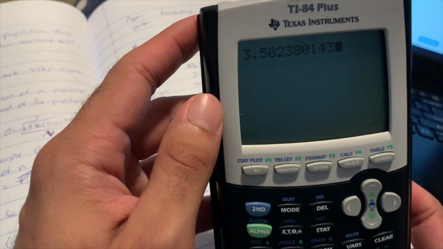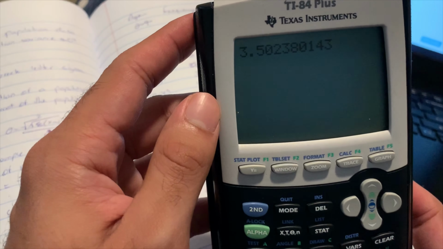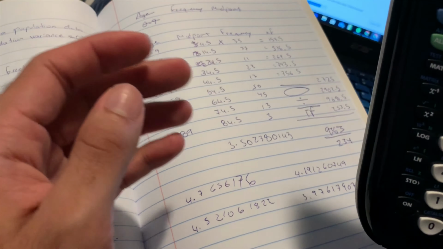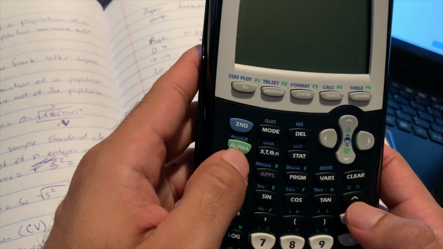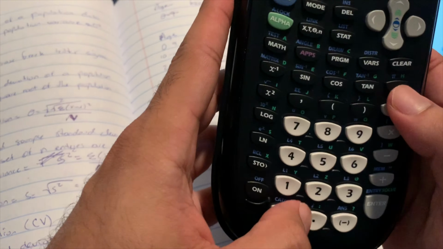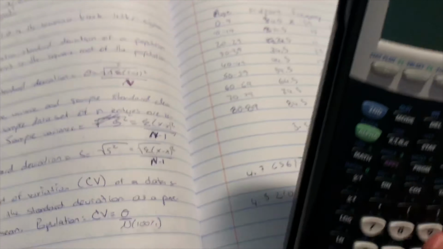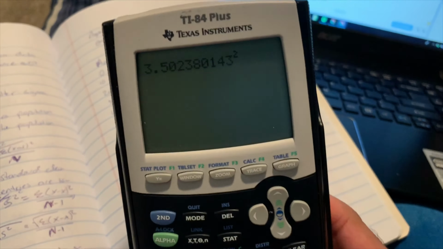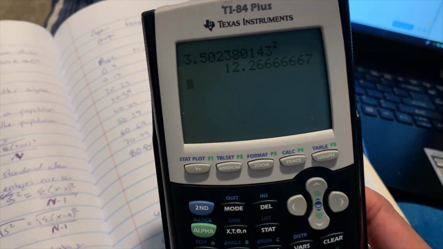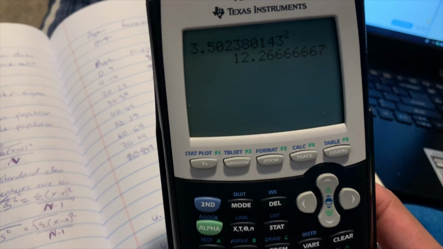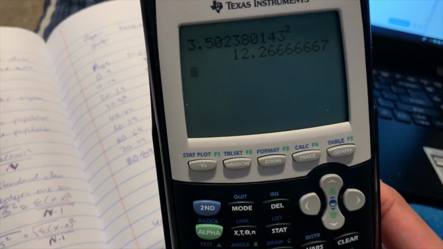It's that one, 3.502380143. Right. And now we are going to square that number. So I'm gonna press the square button, the x squared. I'm gonna press enter, and that is our answer. That one is our variance.